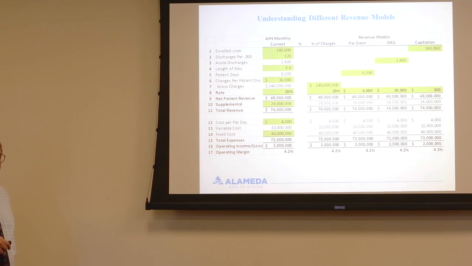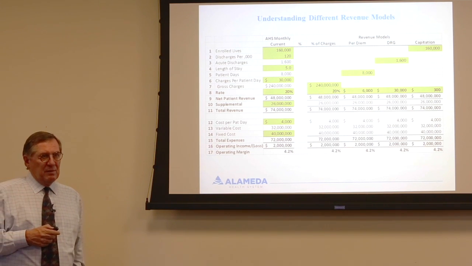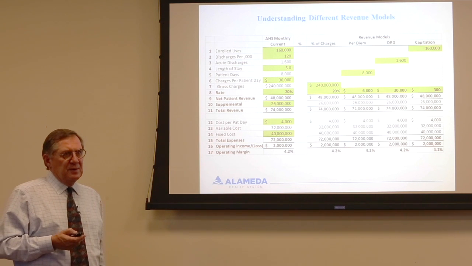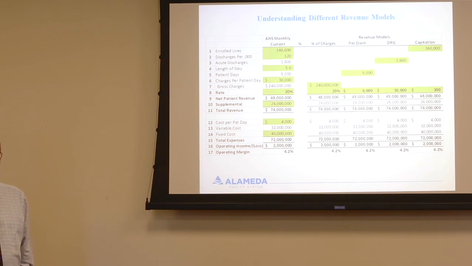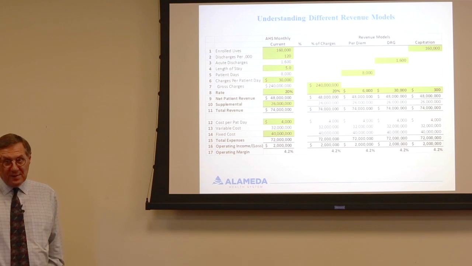So then I said, let's look at what some of the volumes are here. I know that we have about 8,000 patient days a month, which is about 260 people in beds at any one time. 260 average daily census. That's an important number, and we'll come back to it. I want you to remember that.